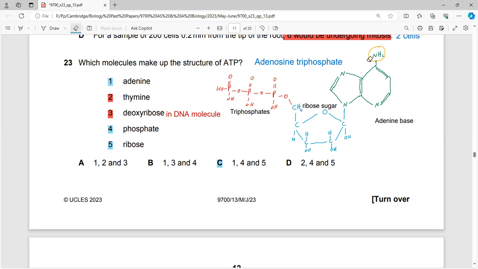What about the adenine base? There are 4 nitrogenous bases, and from these, one is the adenine base because an amine group is present at the carbon number 1 here. That shows this is a double ring structure, and that is a purine base, and this purine is the adenine base. Further, we have 3 phosphate groups there, that's a triphosphate. So the question is, which molecules make up this ATP? So adenine, number 1, is a correct option, 4 is the phosphate group, and 5 is the ribose sugar. So in this way, 1, 4, 5, and C is the correct option here.